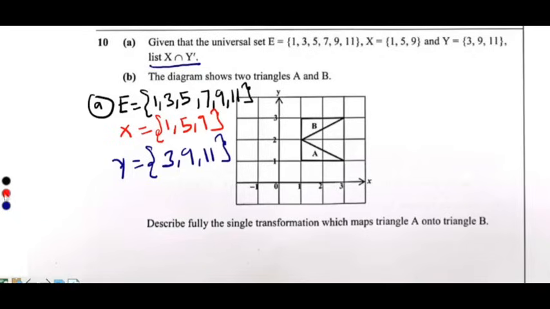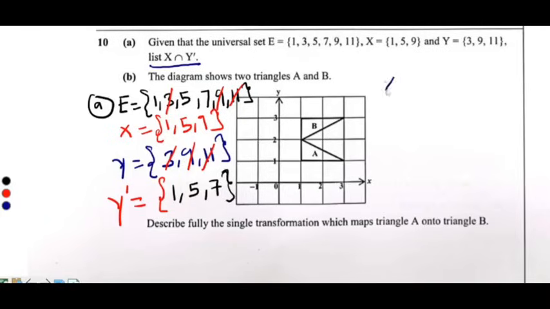So the first thing that we are going to do is to find the Y complement. Y complement simply means that we remove the elements that are in set Y from the universal set. The elements that remain in the universal set after you remove the elements of Y, that is the Y complement. So we have 3, 9, 11. We remove 3 from the universal set, 9 we also remove, 11 we also remove. The elements remaining in the universal set are 1, 5, and 7. So this is Y complement.